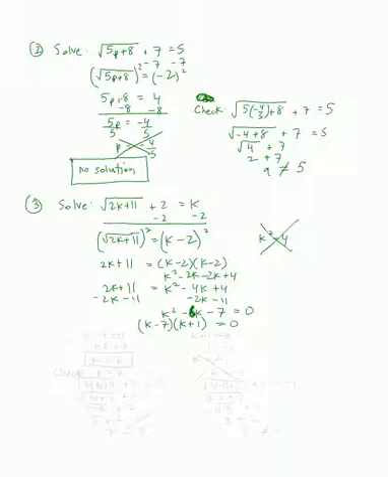Okay, so now we set each factor equal to 0. On this one, we get k equals 7. And on this one, we get k equals negative 1. But we have to check both of these answers. So first we're going to check k equals 7. I'm going to plug in 7 into the equation up there.